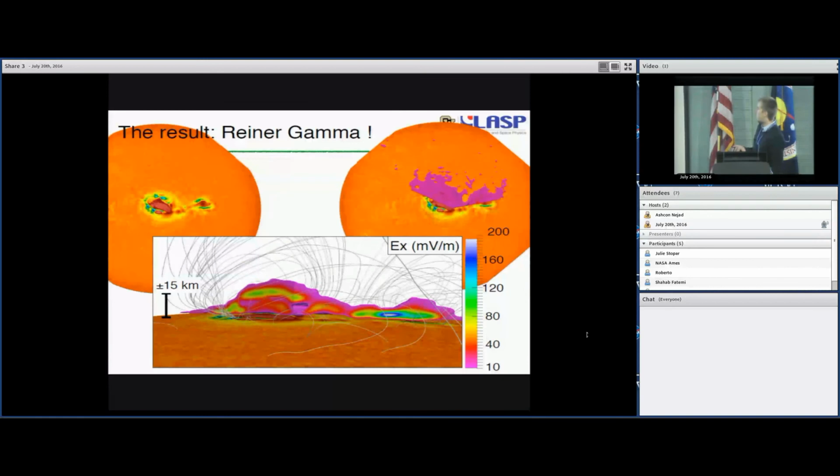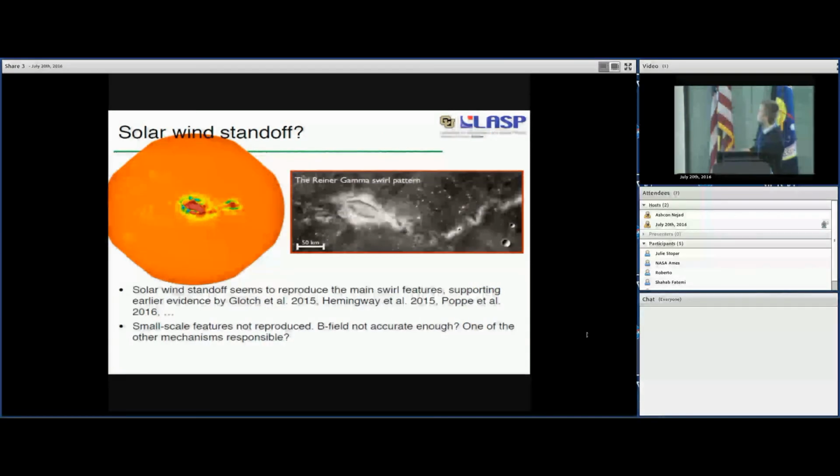Another thing you see is that although Reiner Gamma is quite stretched out, you don't really see much happening except for here in this central region. Okay. Good. So if you compare a bit more what's happening, we seem to reproduce the large scale features, at least of this part of Reiner Gamma. Everything else here, although there are little patches of magnetic field there, we don't really see anything happening in our simulation.